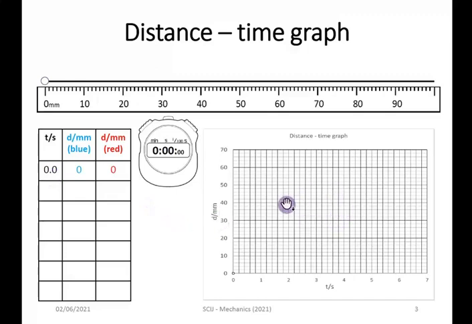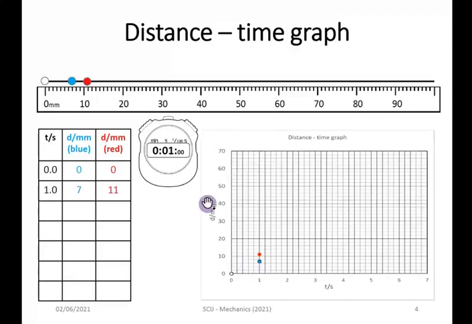So let's see. This graph here will record, or will represent, how their motion will look. So after 1 second, the blue particle moves to 7 millimeters and the red particle moves to 11 millimeters. Now on the table you can see the recorded millimeters. Now let's come to the graph here. The graph has the time axis horizontally, and then we have the distance on the vertical axis here.